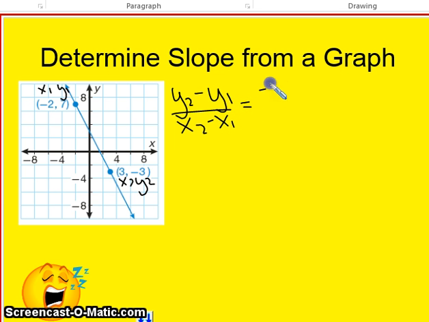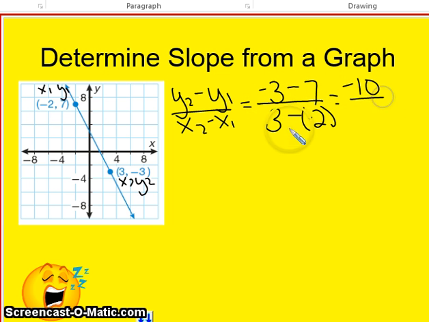y2, which is negative 3, minus y1, which is 7, divided by x2, which is positive 3, minus x1, which is negative 2. Negative 3 minus 7 is negative 10. 3 minus negative 2, which is really plus 2, is 5. And negative 10 divided by 5 is negative 2. So my slope would be negative 2.